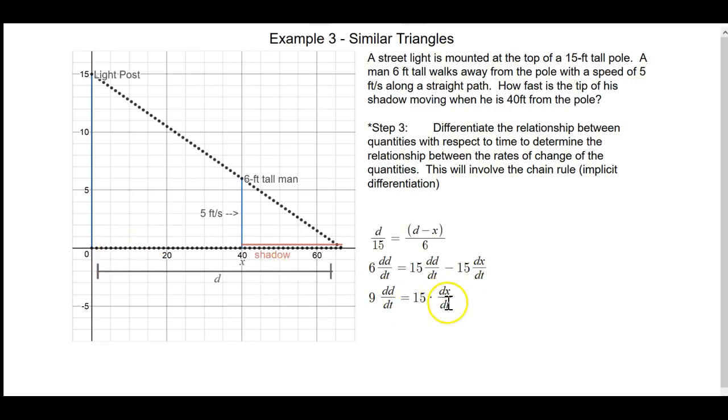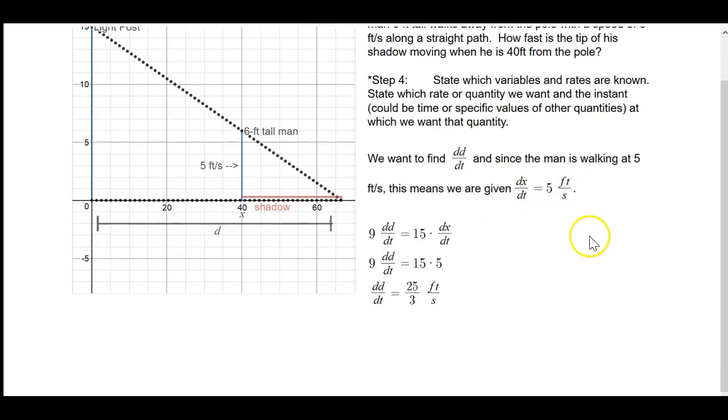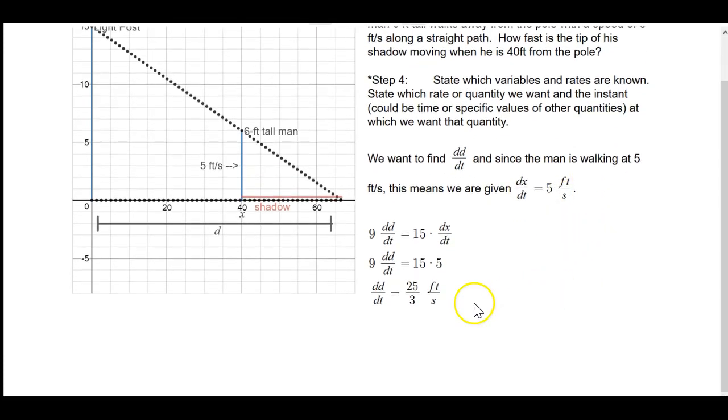So dx/dt is the rate at which he's walking, right? The rate at which his distance is changing from the light pole to the man. And we want to find dd/dt. So step 4, we figure out what's known and unknown and what we want. We want dd/dt, and we know that dx/dt is 5 feet per second. So plugging those in, combining step 4 and step 5, gives me 25 thirds feet per second.